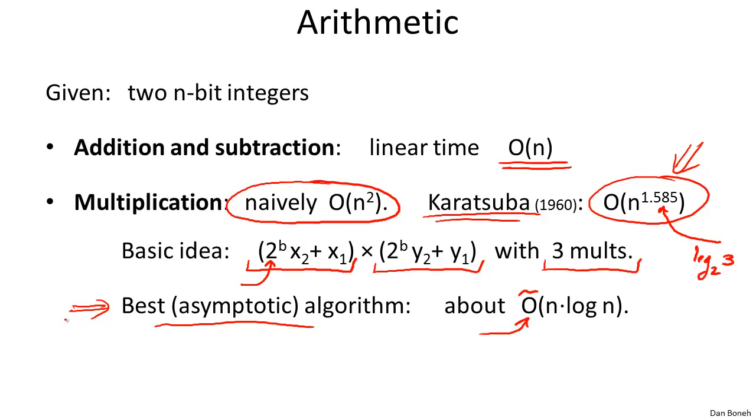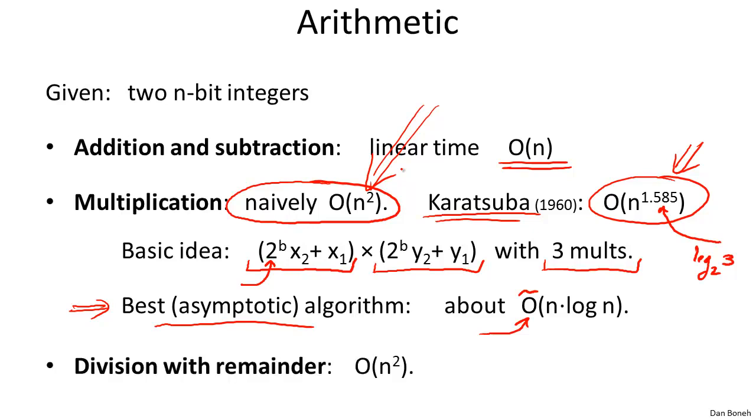However, for simplicity here, I'm going to ignore Karatsuba's algorithm and assume that multiplication runs in quadratic time. But in your mind, you should always be thinking, multiplication really is a little bit faster than quadratic. And then the next question after multiplication is, what about division with remainder? It turns out that's also a quadratic time algorithm.